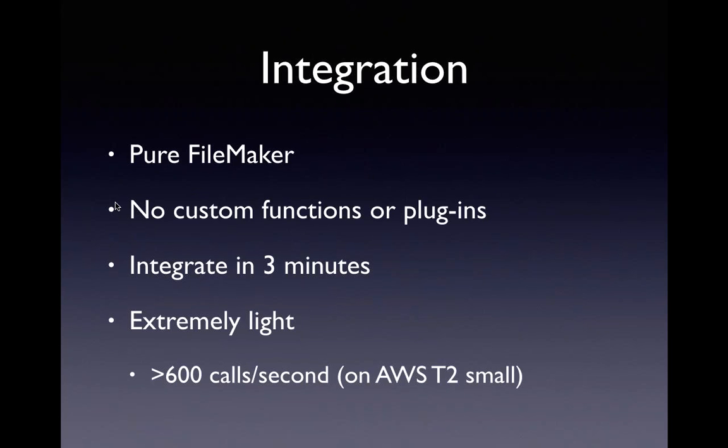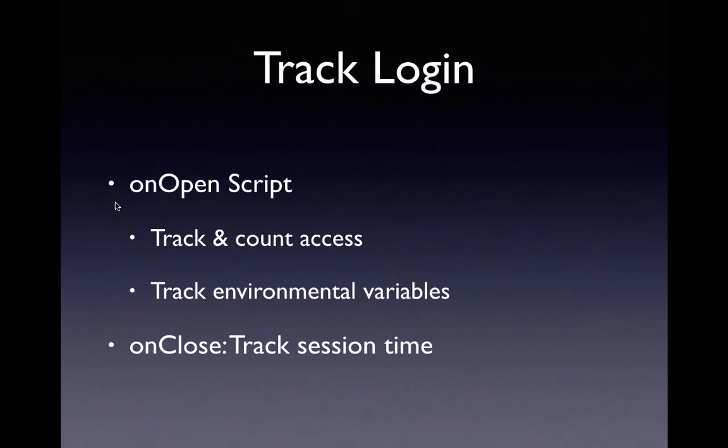For integration, no external anything, so it's just basic FileMaker. It takes about 3 minutes to copy the information in, the script and the table. It's extremely light. So in testing I did earlier on an AWS server, like for example, what you might build in FileMaker Cloud released today, you can get around 600 log entries created per second on a really very small, inexpensive server because it's very light.